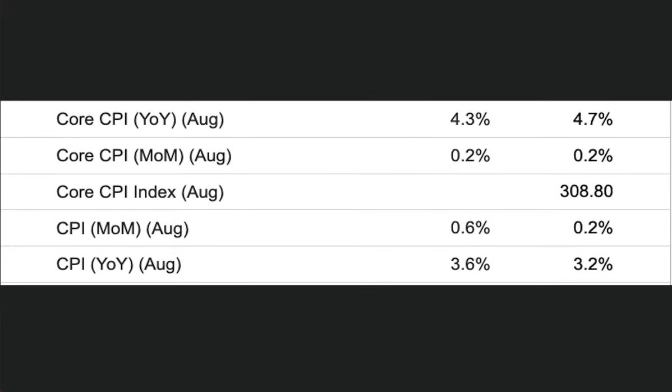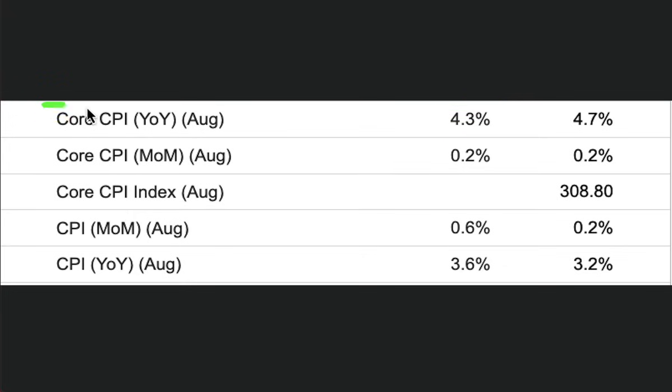Tomorrow at 8:30, they're going to release CPI. This is going to be watched very closely, in my opinion. There's going to be a ton of volatility based upon this. First and foremost, these are estimates versus previous. So in other words, previous is here, estimate is here. And we're looking at the previous of 4.7, and then we're looking at 4.3.